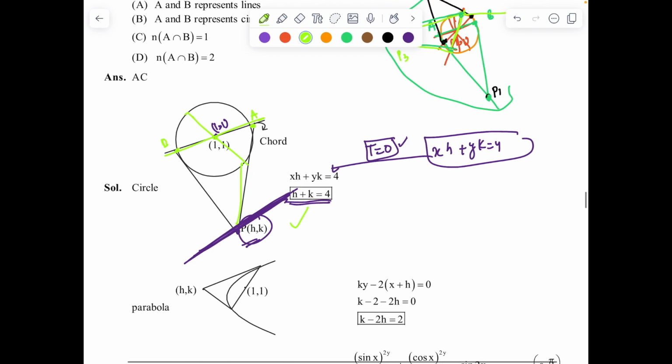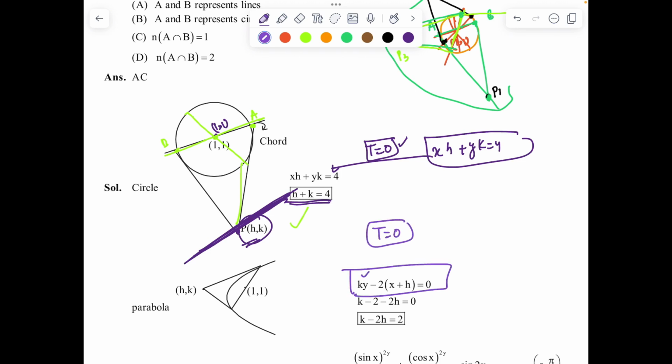We can do exactly the same thing for the parabola. So again, with respect to the parabola, I will write T equal to 0, and the equation that we get is yk minus 2 times (x plus h). So what am I replacing? y square with yy dash and x square with xx dash, x with (x plus x dash) by 2. These are the usual things which you must have done. And T equal to 0 gives this expression k minus 2 which equals 2. So that also represents a line.